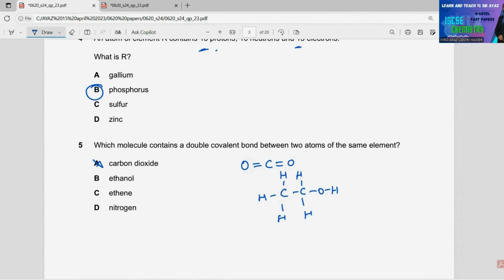So it's very important. It must be a double covalent bond. So B is incorrect. What about C? It's ethene. C double bond C.